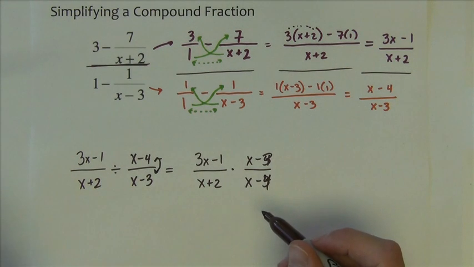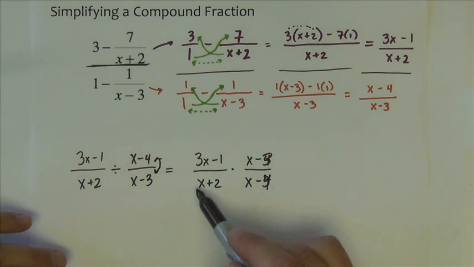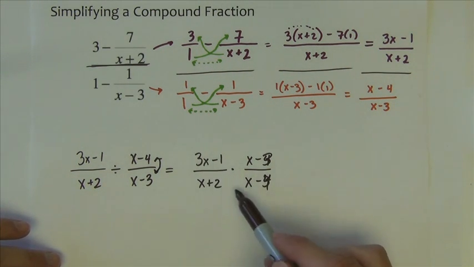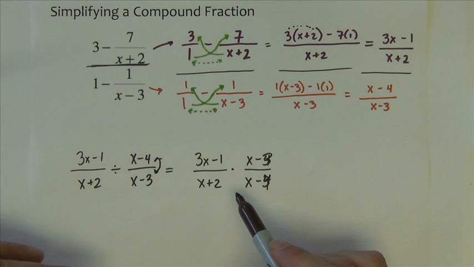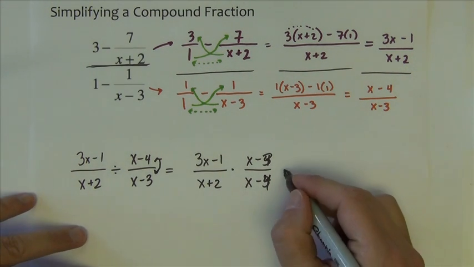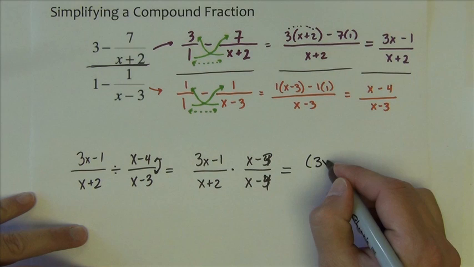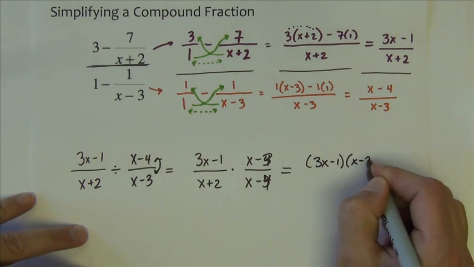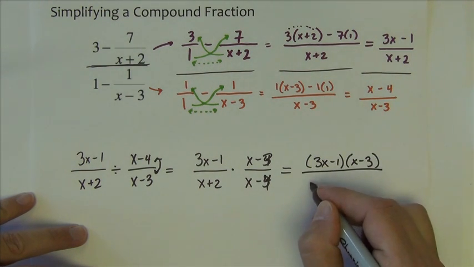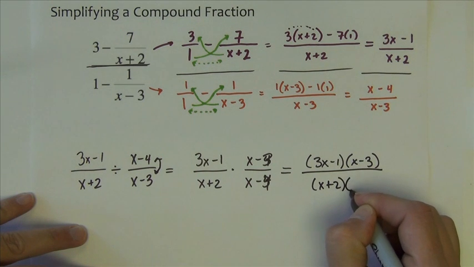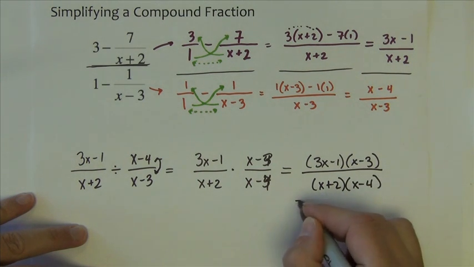Well, what we'd want to do now is check, can we factor anything? The answer is no. Can we reduce anything out? Is anything the same? The answer is no. So really that's the answer. The answer is 3x minus 1 times x minus 3 over x plus 2 times x minus 4.